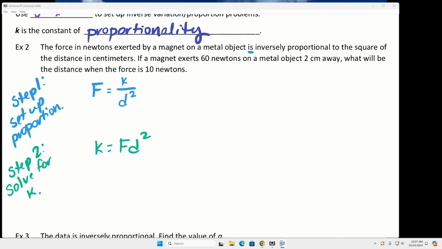So I just usually go ahead and do it that way. And then I'm going to plug in my 60 and my 2. So is 60 going to be a force or a distance? Force. Newtons is a force. Centimeters is a distance. So K is 60 times 4 or 240. So for inverse proportion, you always multiply the whatever together to get K. All right, and then step 3 is to solve the problem.